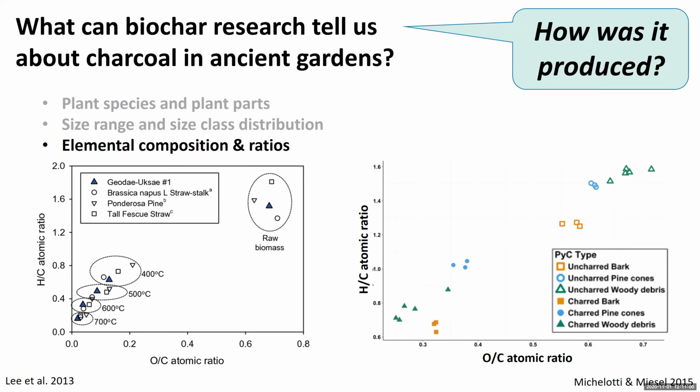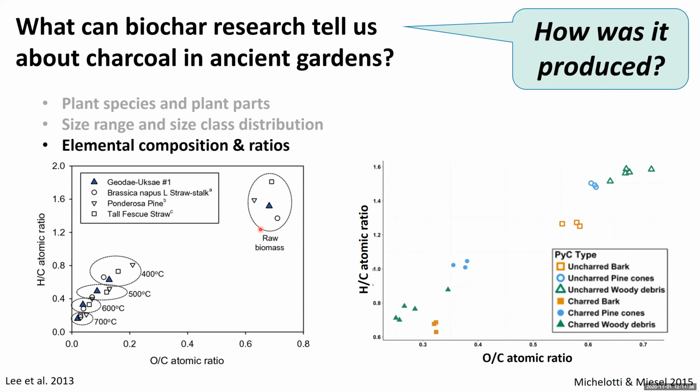The figure on the left is a study by, actually it's a typo, by Liu, L-I-U, and others in 2013. This figure shows that the raw biomass for all these different species that these researchers studied is located in the right-hand corner of the graph. This is showing that there's relatively high amounts of hydrogen and oxygen in the raw or uncharred biomass compared to the amount of carbon there. So there's still a lot of hydrogen and oxygen atoms present in this uncharred biomass.